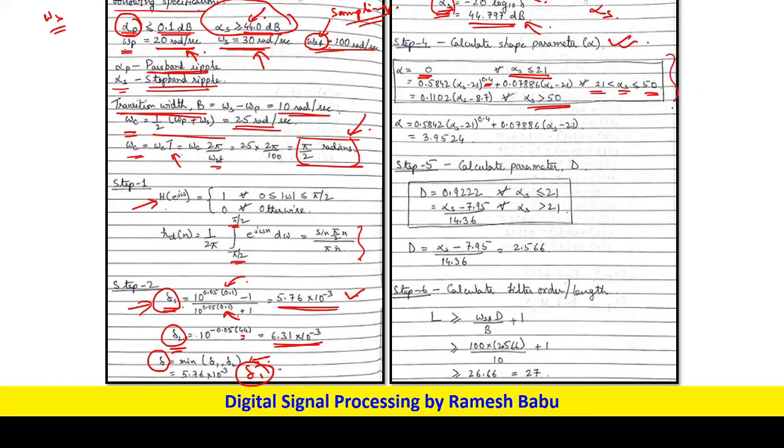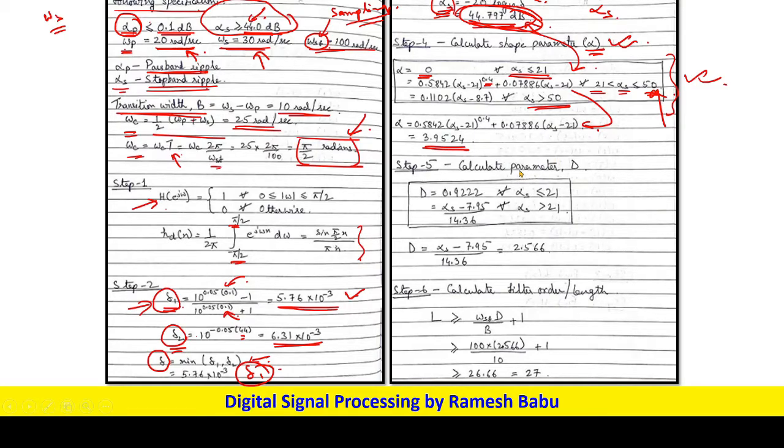So this formula you need to keep in mind. Depending upon what your alpha s is, you will be calculating the shape parameter alpha. In the second equation it will be used. So using this second equation, we will be calculating the shape parameter alpha, and it would be given as 3.9524.